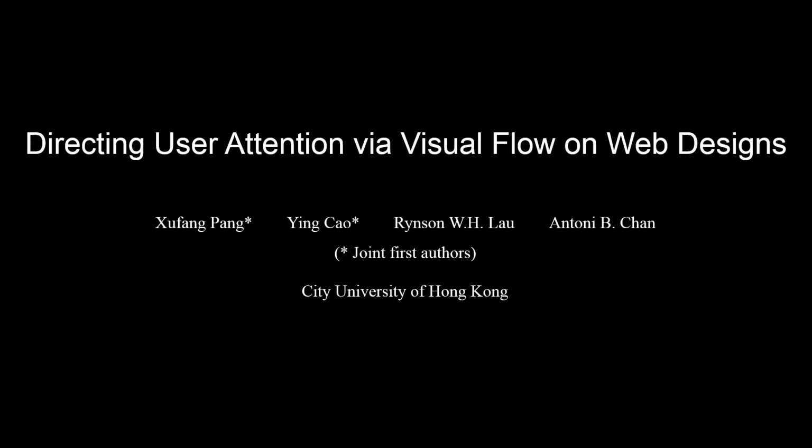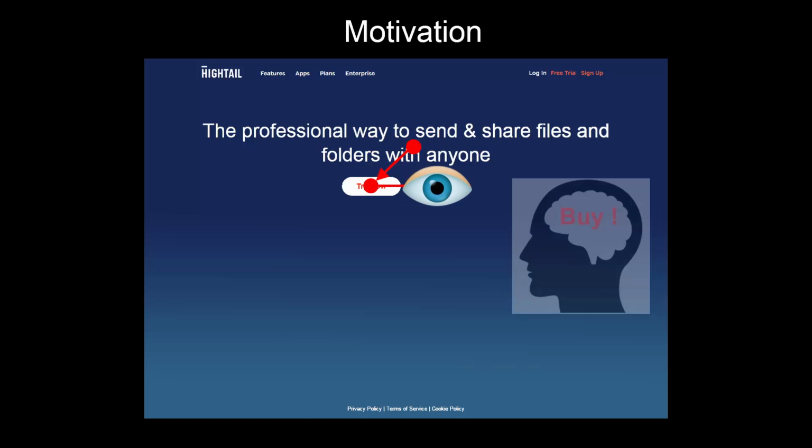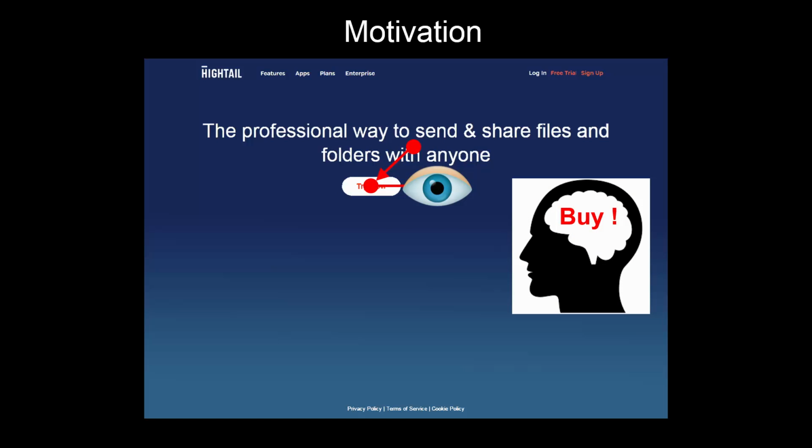In this work, we present a novel method that allows designers to easily direct user attention via visual flow on web designs. To communicate information clearly and quickly, an effective web design should direct users' attention through the important components on the page along a specific path. By moving their eyes along this path, users will have higher chance of performing the actions that designers want them to do.